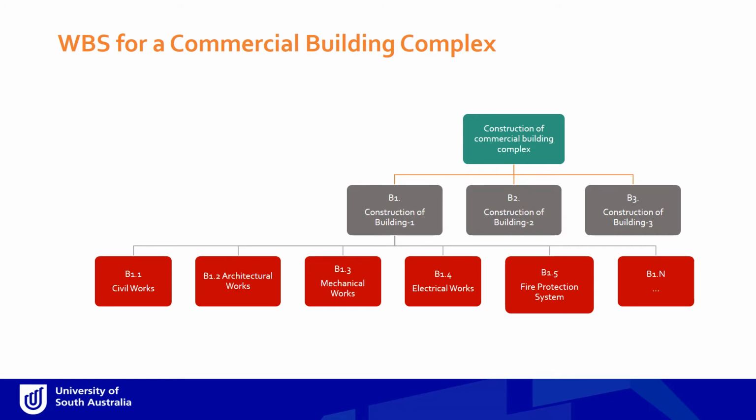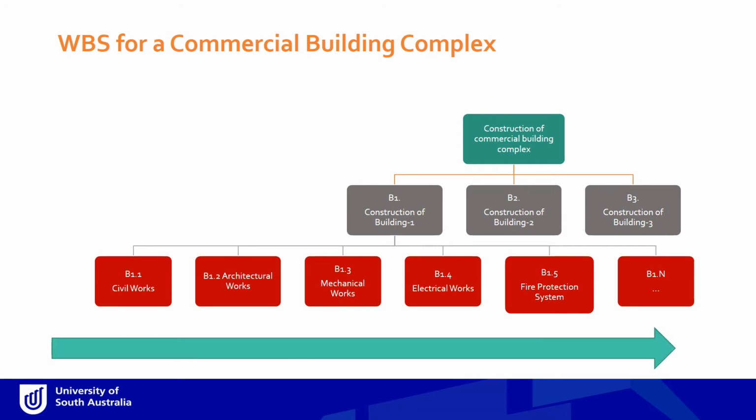Also note that the order of the work is roughly in order of dependency. For instance, you can't install a fire protection system if you don't have electrical works, and you can't install electrical works until you have some sort of building framing happening. Makes sense, right?